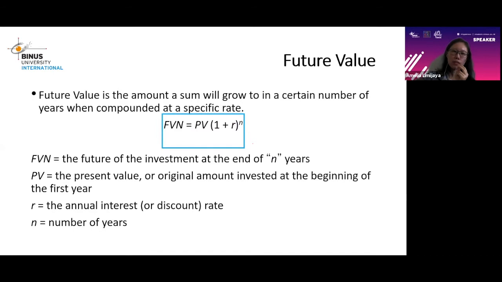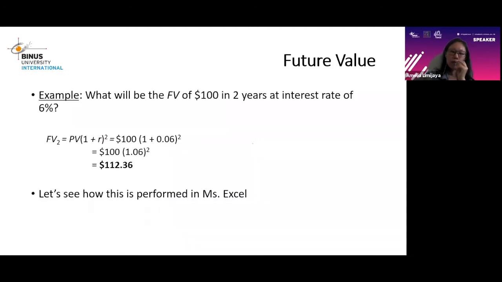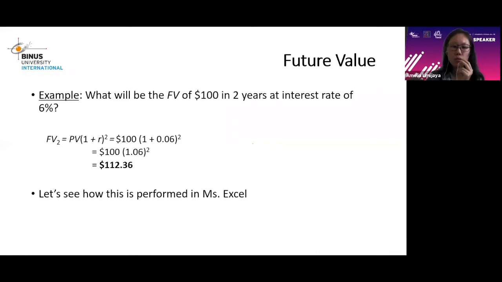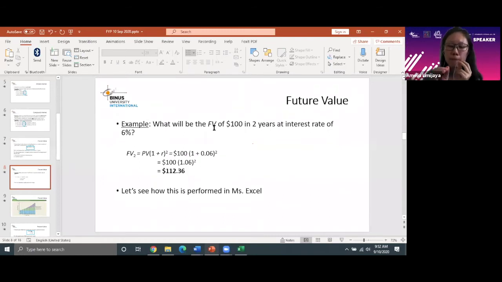So perhaps if the time horizon is only 2 years, 3 years, you don't mind doing it year by year, yeah? But if you're talking about 10, 20 years, it's going to take forever if you have to do it step by step, one by one, yearly. So that's why we have a shortcut. We have a formula to simplify our life. Okay, as I said before, you can use Excel to help you in calculating this. Okay, so let's see how we do this in Excel. If you have your Microsoft Excel open, you could follow my example here, so that you can get an idea of how this works in Excel.